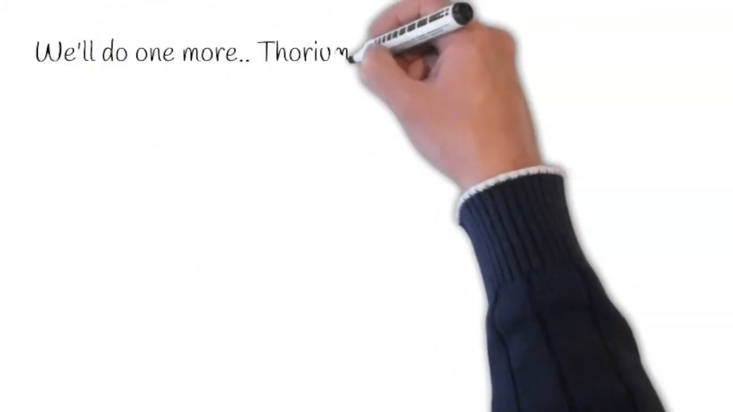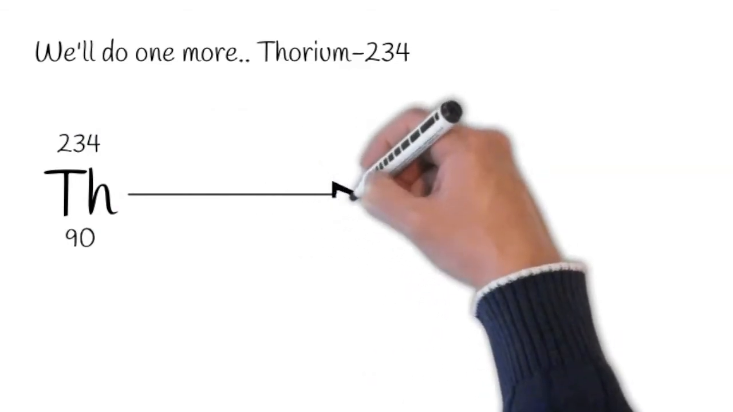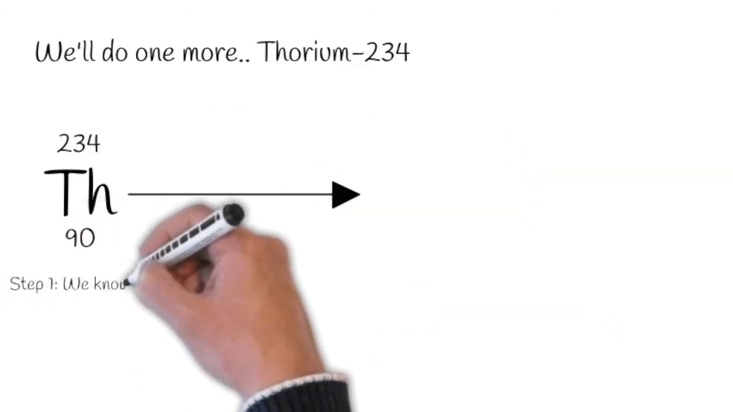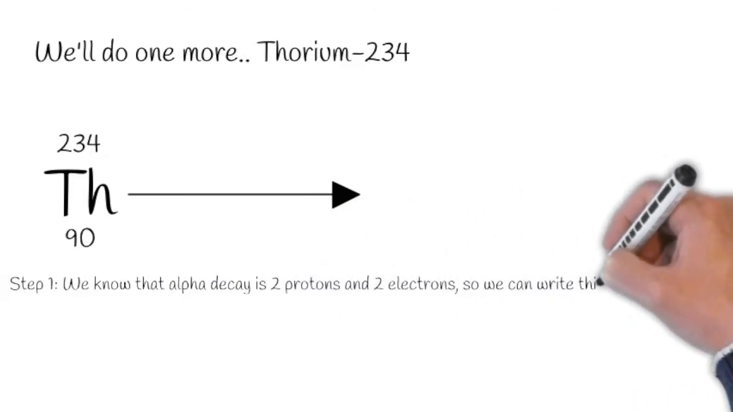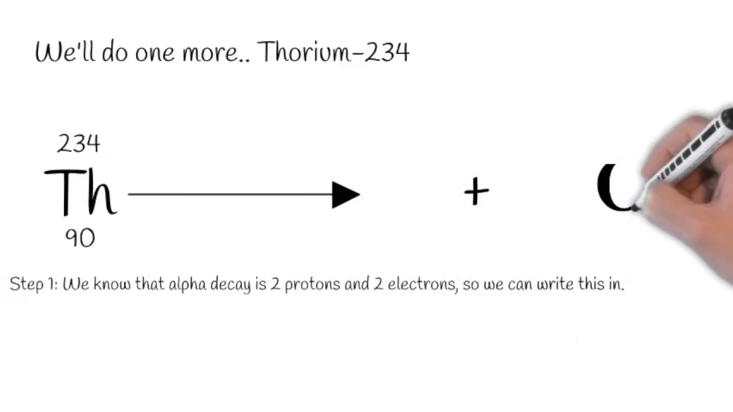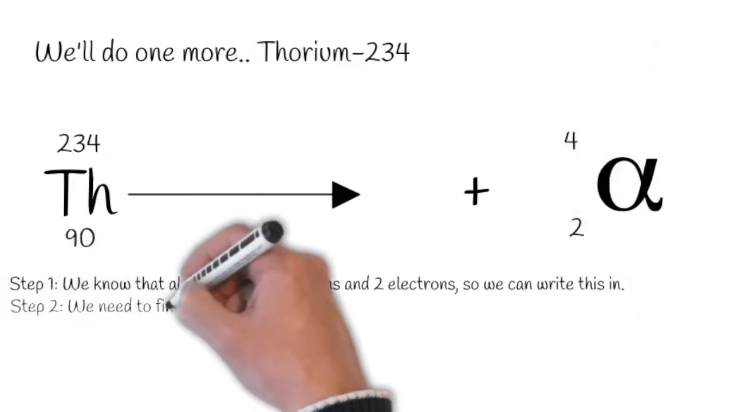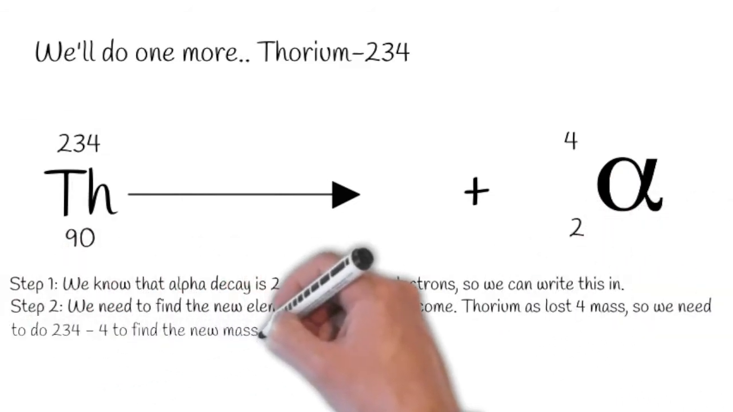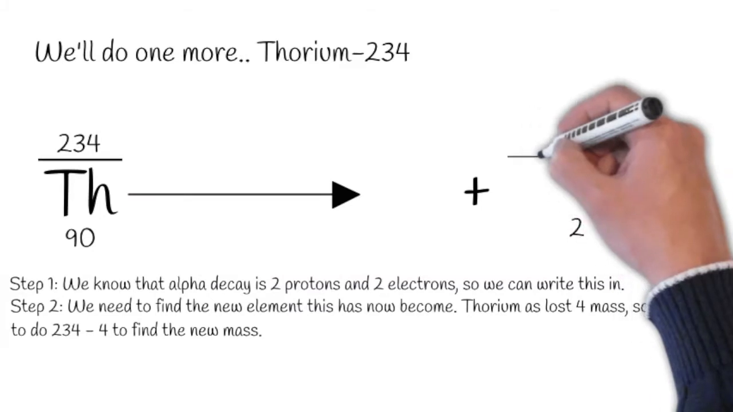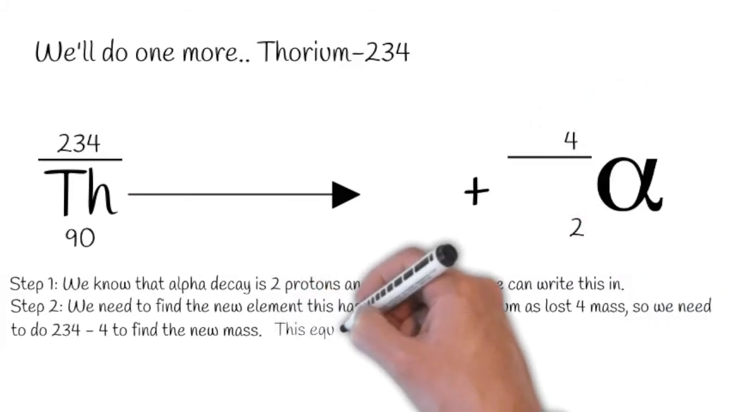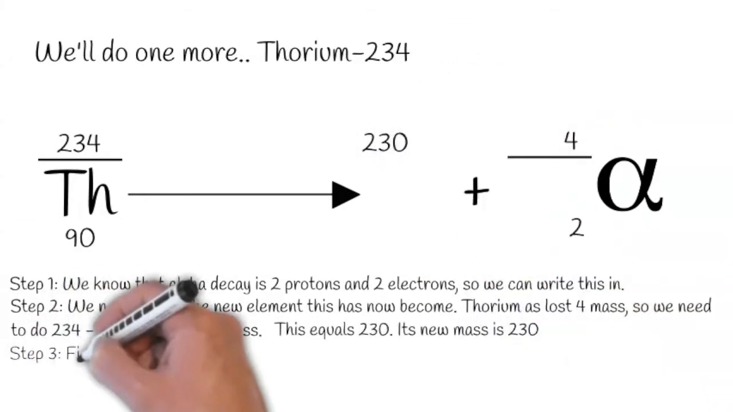We'll do one more. Thorium-234 going through alpha decay. So again, in step 1, we know that alpha decay is 2 protons and 2 neutrons, so we can write this above. Step 2, we need to find the new element this has now become. Thorium has lost 4 mass, so we can do the 234 minus the 4 to find the new mass, so it's 230. So we can write that in.